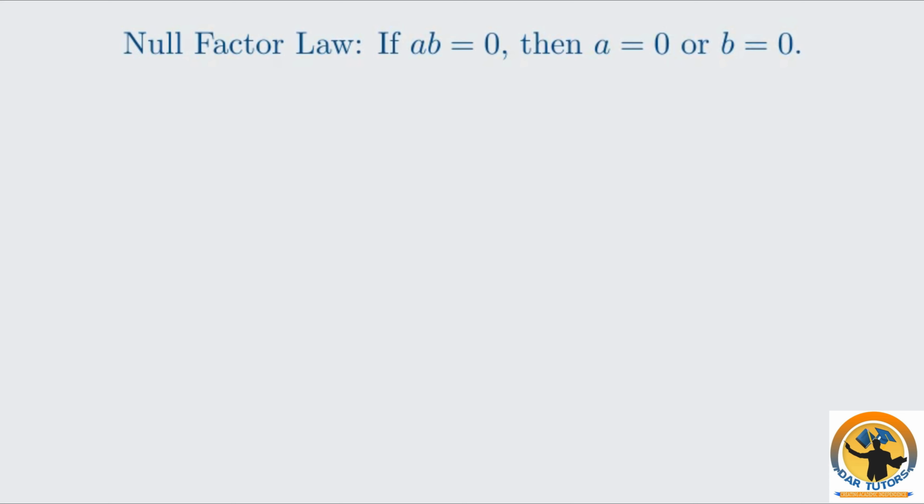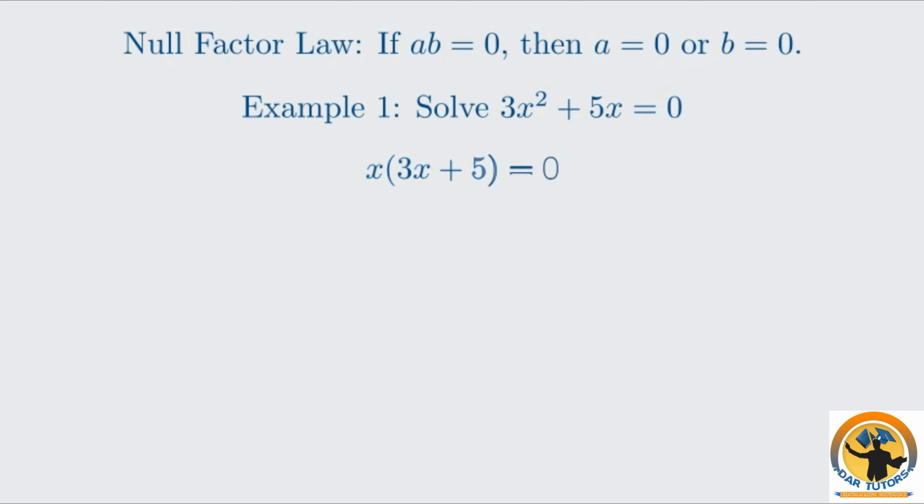Let's look at an example. Solve 3x squared plus 5x equals 0. First, we factorize the left side by taking out the common factor, x. This gives us x times the quantity 3x plus 5 equals 0. Now, we apply the null factor law. Either the first factor, x, is 0, or the second factor, 3x plus 5, is 0. So we have two possibilities, x equals 0, or 3x plus 5 equals 0.